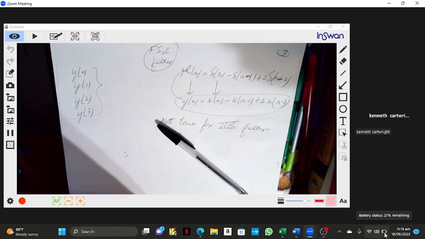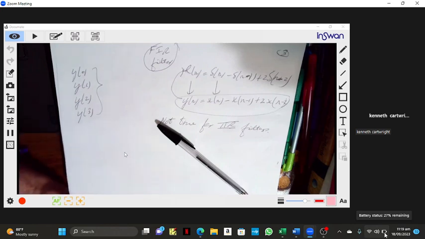Wait a minute, let's get this straight. You're going to plug n equals 0 into what? The equation. Which equation? The equation which you have written here. That was the input, right? You're going to plug n equals 0 into the input. And how is that going to give you y? The input is x. How is plugging n equals 0 into the input going to give you y?